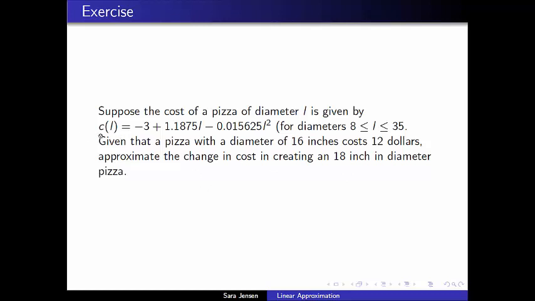Where this cost function is really just modeling the cost of the pizza, presumably our company would round to more reasonable values that are normally charged for a pizza if the input value that we use for L here gives us some particularly funny outputs. So that's the question that we want to answer. Given that a 16-inch pizza costs $12 and we want to change the diameter of the pizza by 2 inches, what is the approximate change we would expect to see in the cost of the pizza, given that the cost of the pizza is modeled by this function?